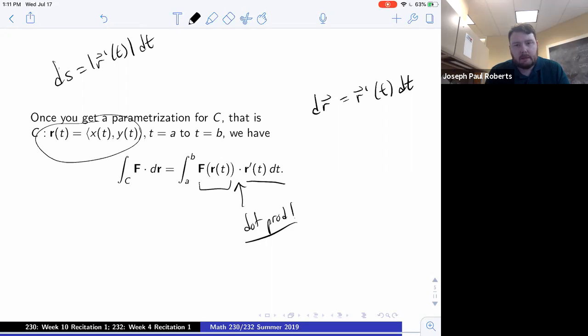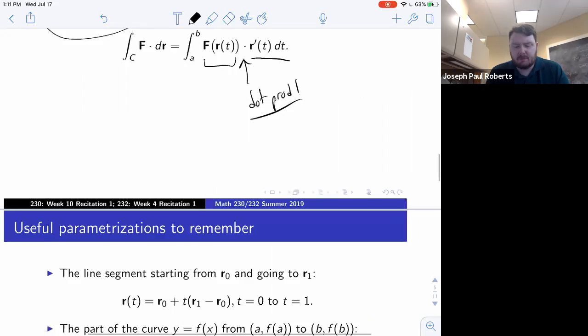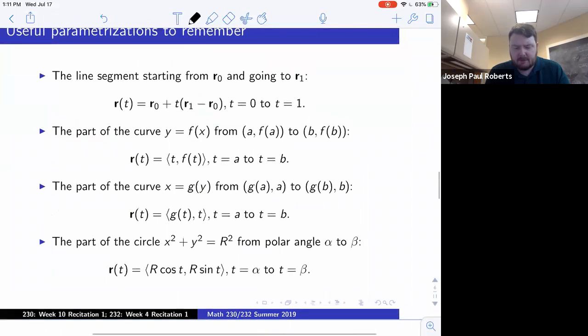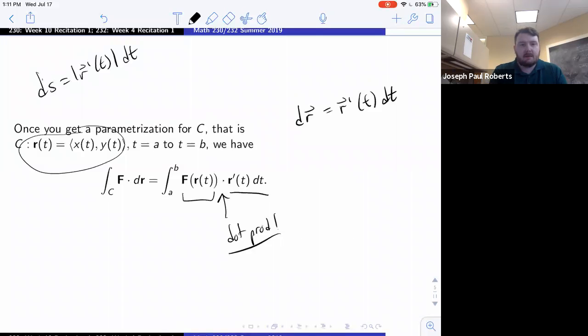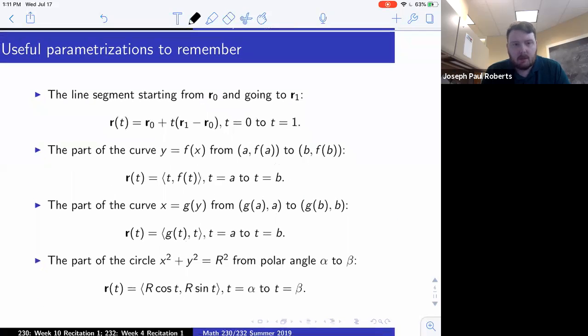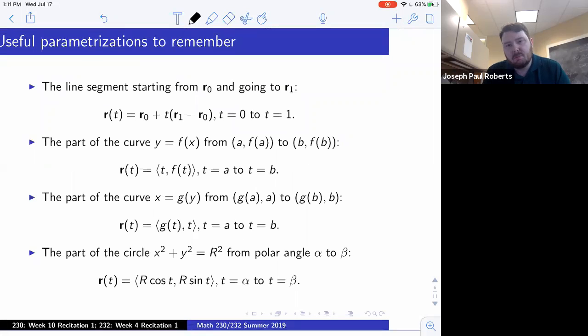Okay. So I figured today, just do a few examples, really emphasize doing these directly. But before we get into that, let's just review what we had on Monday as far as some useful parameterizations to remember. So as you can see here, it's all about getting the r of t for your curve C. So basically what I want to do now is just refresh your memory on some different r of t's that you should be prepared to set up.